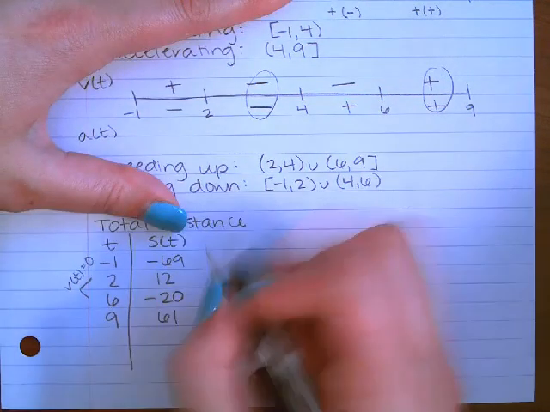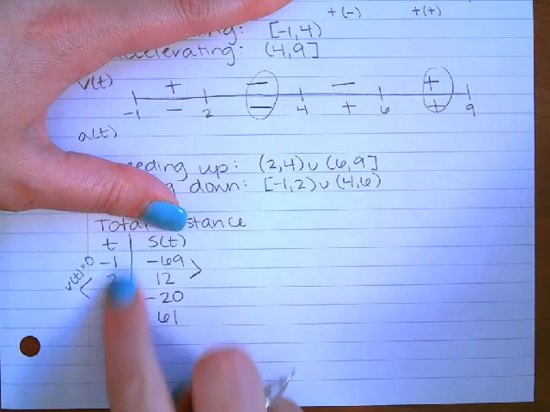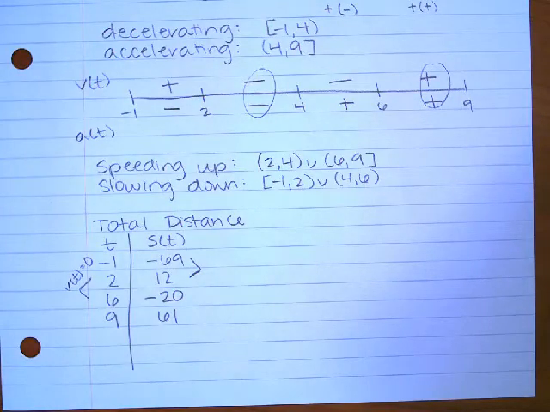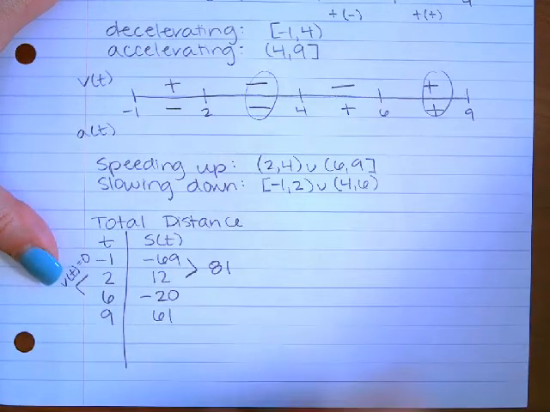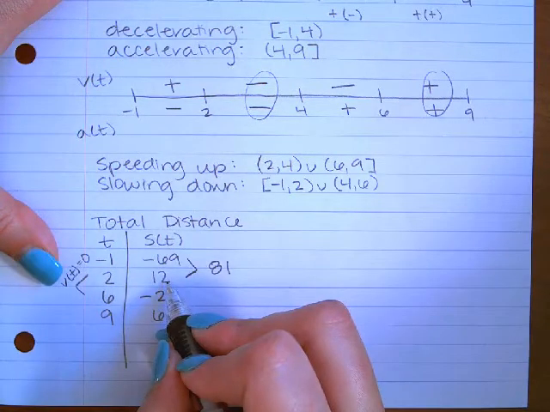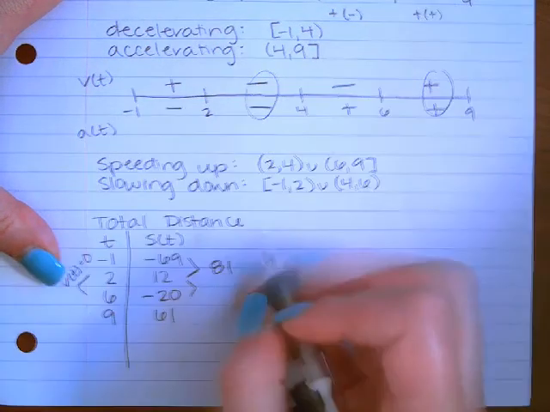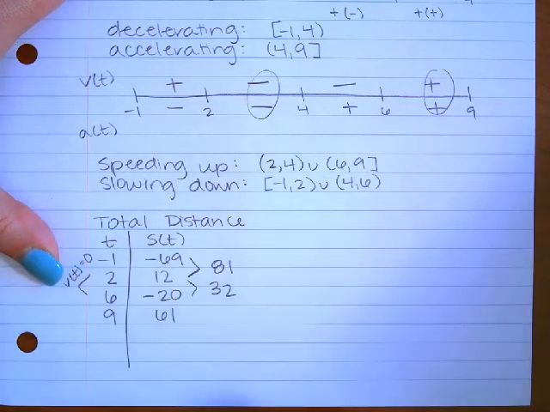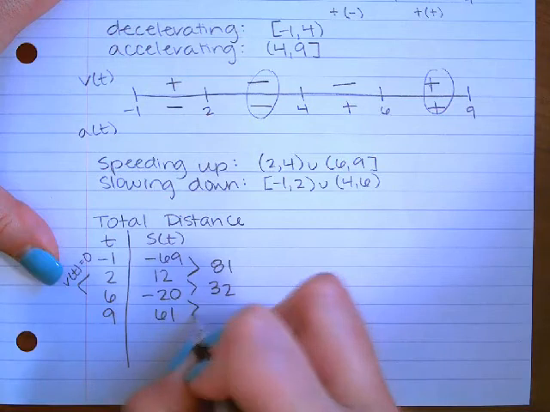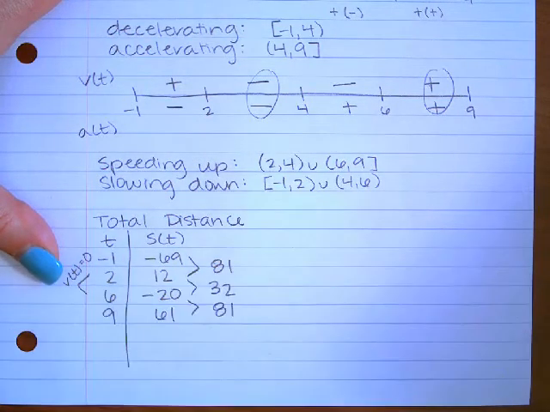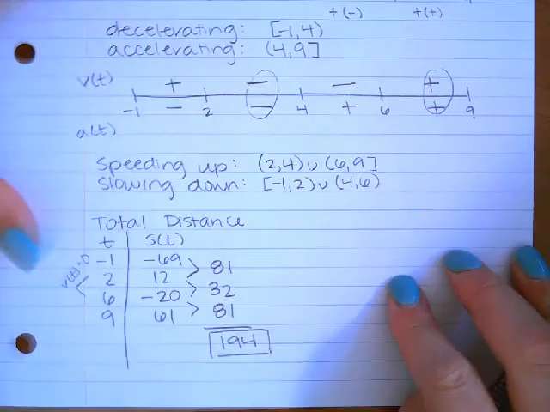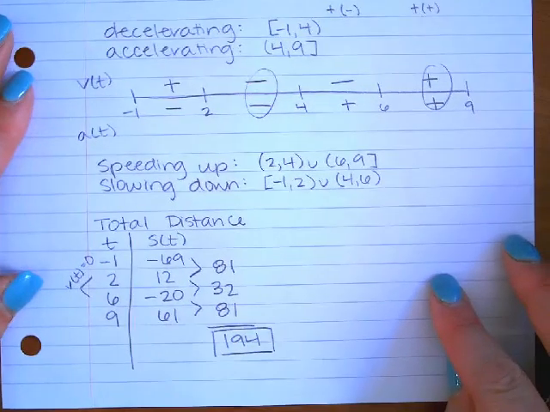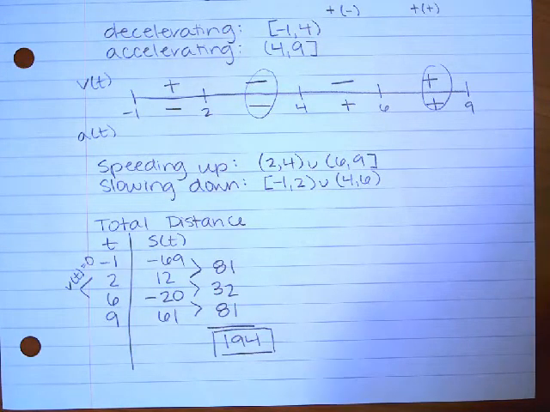So we started at left 69 spaces, and after those 3 seconds have passed from -1 to 2, the particle has moved 81 units total. And then from 2 to 6 seconds, it moved from 12 left all the way back to -20. That moved a total of 32 units. And then from -20 to 61, that moved a total of 81 units. So if I want the total distance, I just have to add those things together, and I get that my total distance is 194 units. You can put UN for units if you want, but you don't have to. So that's how we calculate the total distance.